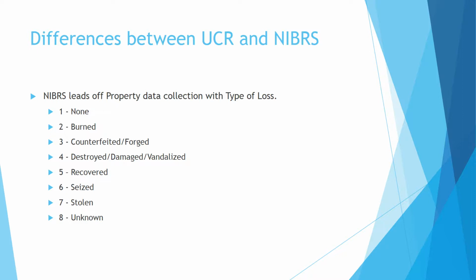So to compare to UCR, where you're just collecting stolen and recovered property, you have 8 different codes for NIBRS as far as why you're interacting with this property. And that could be none, burned, counterfeit, forged, destroyed, damaged, vandalized, recovered, seized, stolen, and even unknown. So many more attributes that you have to keep track of as far as why this piece of property is on this case report.